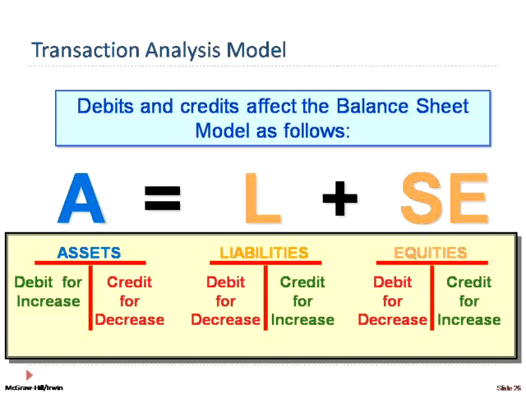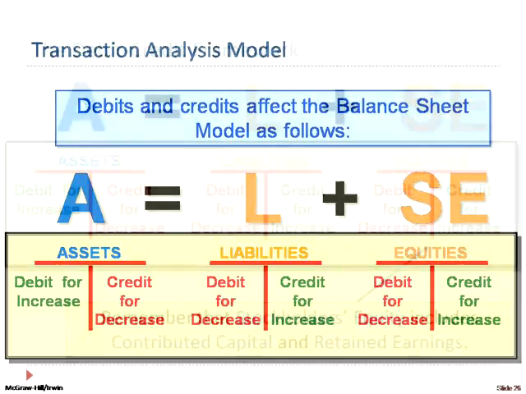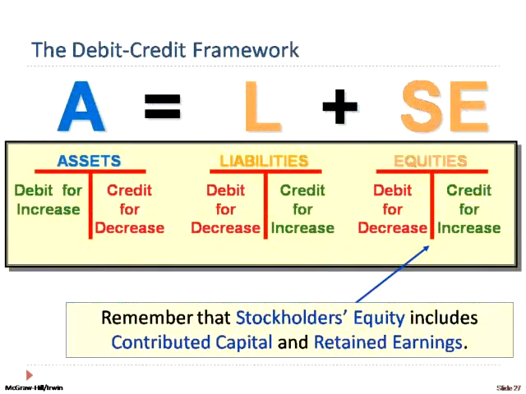Once we have agreed upon this procedure, the algebra dictates that liabilities and stockholders' equity be increased and decreased on opposite sides of the T account. That is to say, a debit will decrease a liability account or stockholders' equity account, and a credit will increase a liability account or stockholders' equity account. Remember that stockholders' equity is made up of contributed capital and retained earnings.